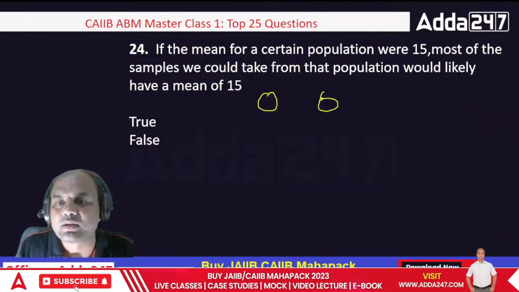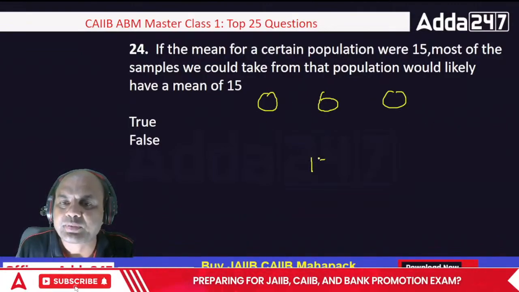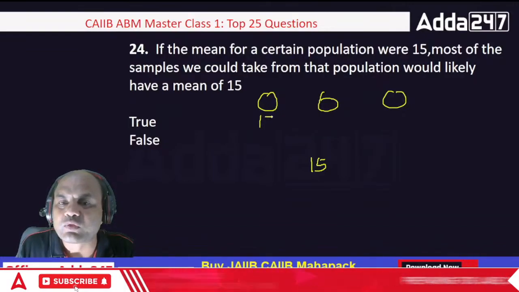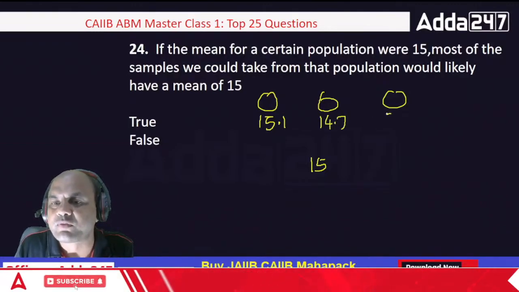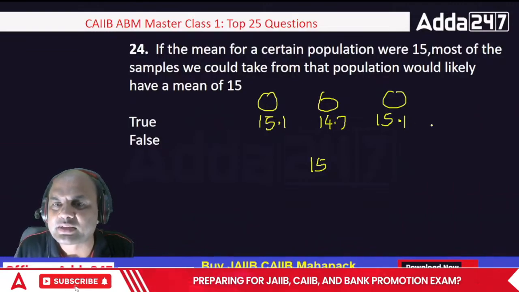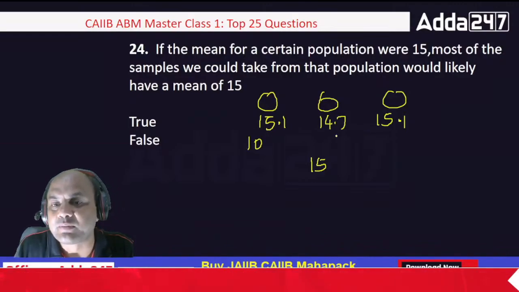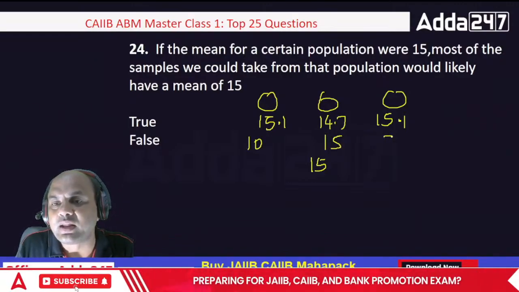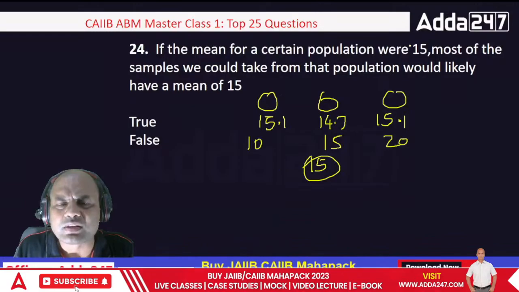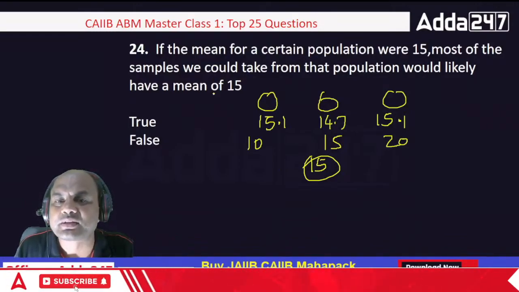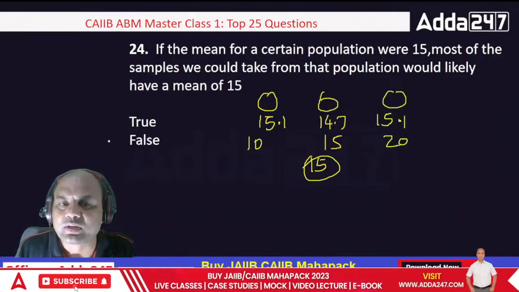Let's say I have 3 surveys, and the overall mean which I am getting is 15. So does it mean this will be near 15.1, this will be near 14.7, this will be near 15.2, something like this? Will it be like this? No, nothing like this needs to happen. This can be 10, this can be 15, this can be 20. Even if I do the average now, I am getting the answer as 15 only. So it's not at all compulsory that all the samples should have a mean near the population mean. So the answer is false.